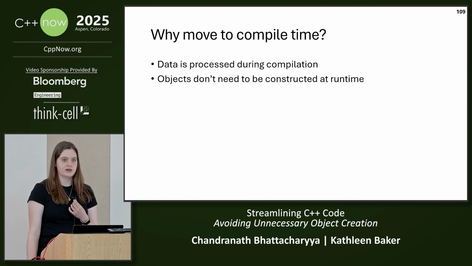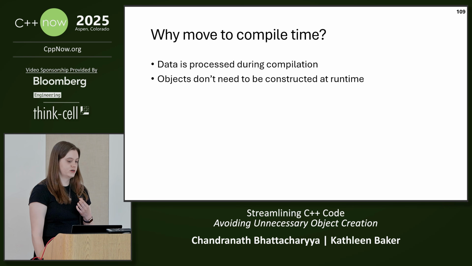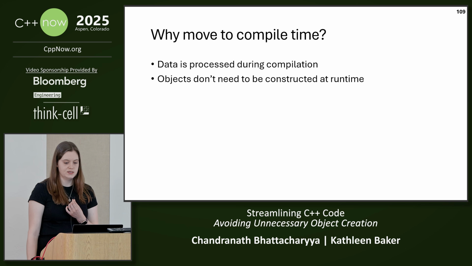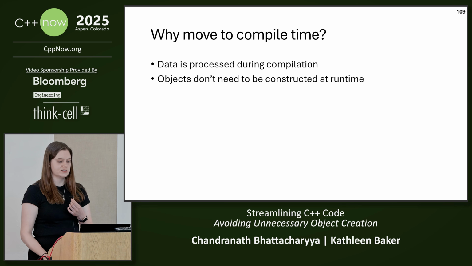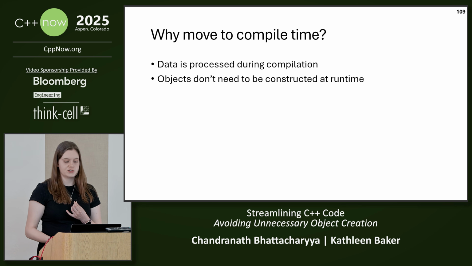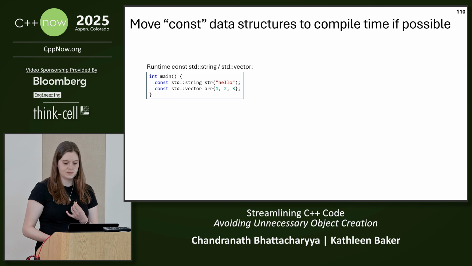Thank you. All right, so our last topic, moving data to compile time. In our previous examples, we were talking about how to create objects in place to prevent temporary objects from being created at runtime. Instead of creating the object at runtime, we can create them at compile time. Memory for compile time objects is constructed at compile time, which improves runtime performance.